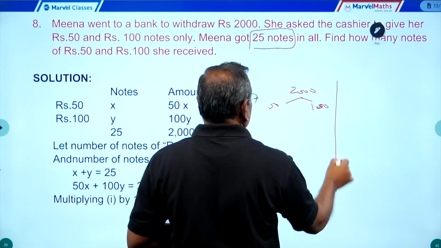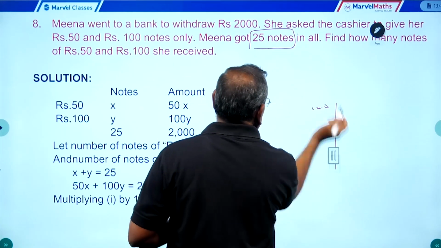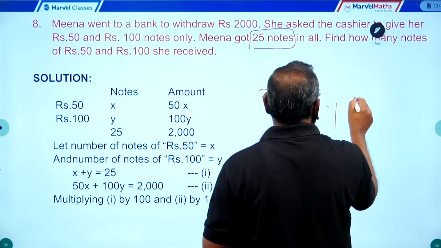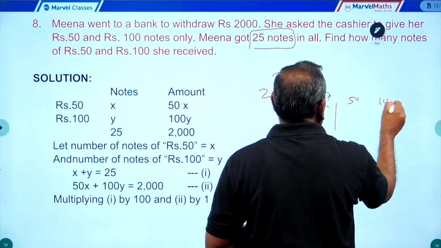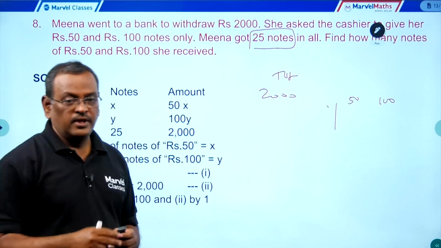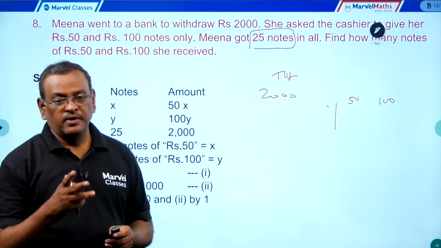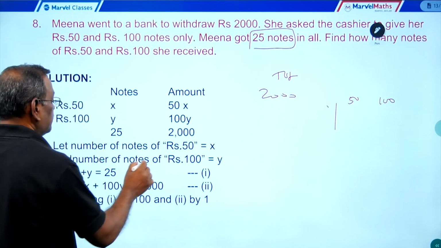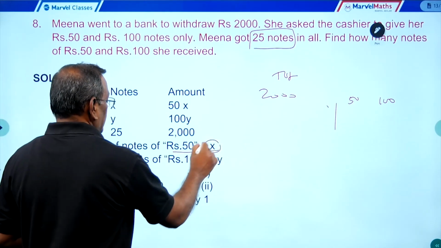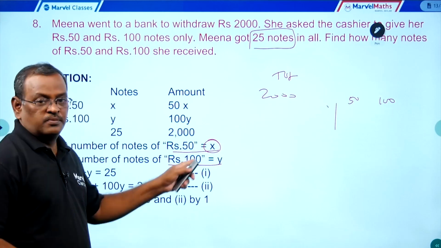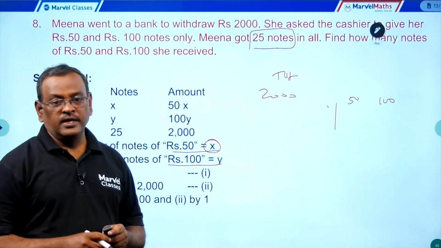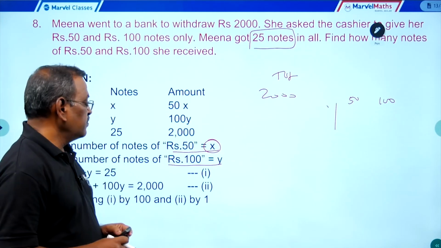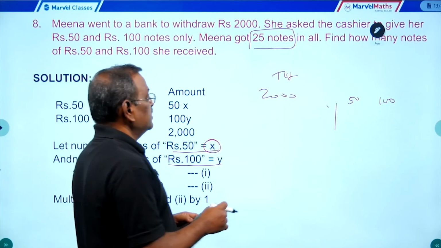There are two conditions. Condition number one is 2000 rupees total amount. Condition number two, 50 rupees note and 100 rupees note. So form two linear equations with respect to the two given conditions. So what is x and what is y? Number of notes of 50 rupees is x and number of notes of 100 rupees is y. It is not x rupees and y rupees, it is only counting.